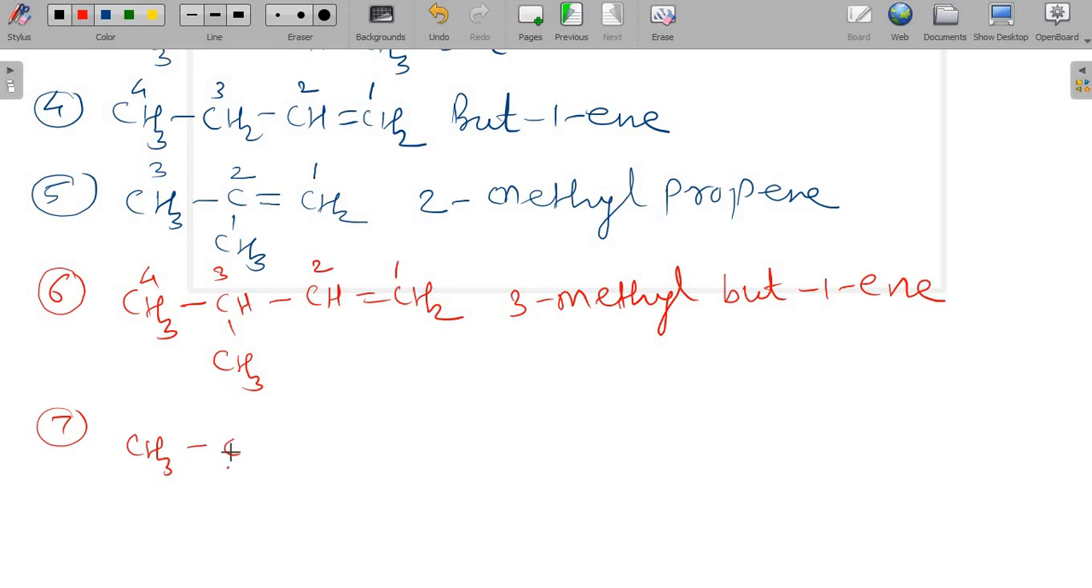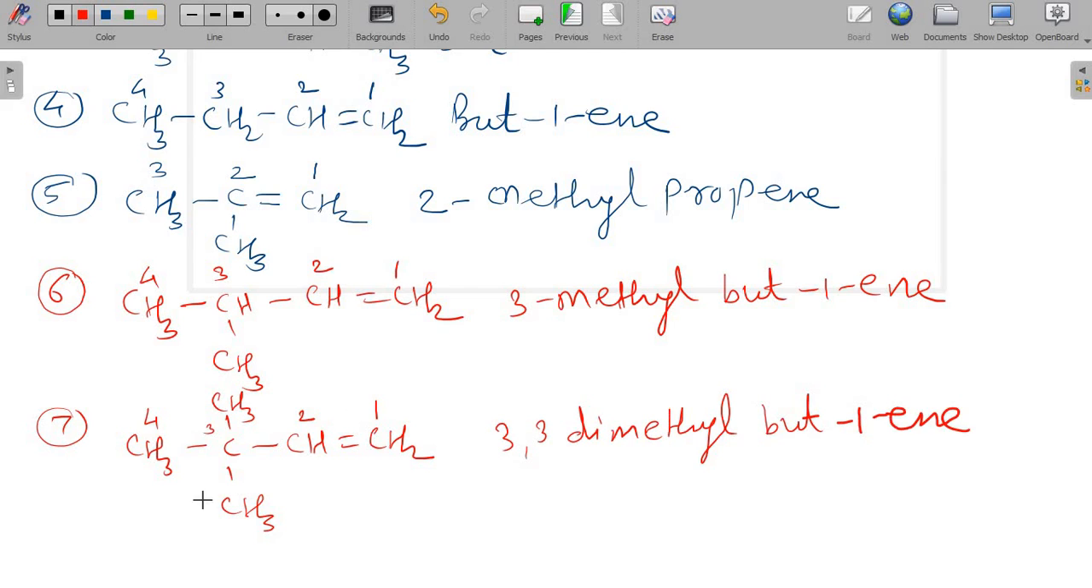Suppose here this is CH3, CH3, CH3, CH double bond CH2. This is 1, 2, 3 and 4. So 3,3-dimethylbut-1-ene. Okay, we'll see the next example.